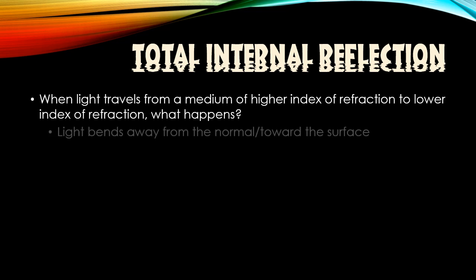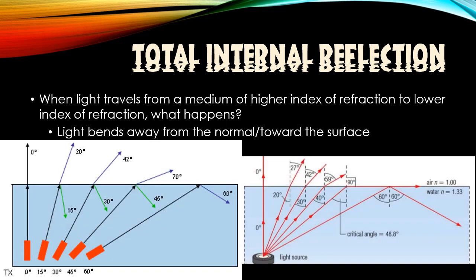Ideally, you answered that the light bends away from the normal, or perhaps toward the surface. Or maybe your answer had something to do with the angles that were created: the fact that the angle of refraction would be greater than the angle of incidence. This is what we've learned previously in class. So let's look at a diagram of that happening.